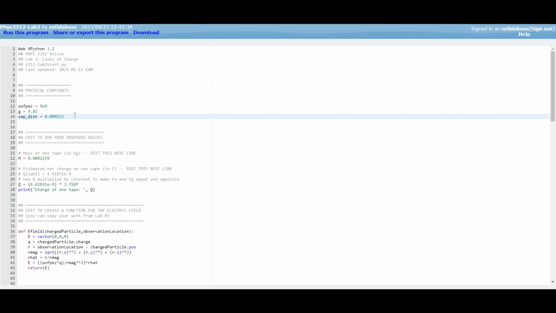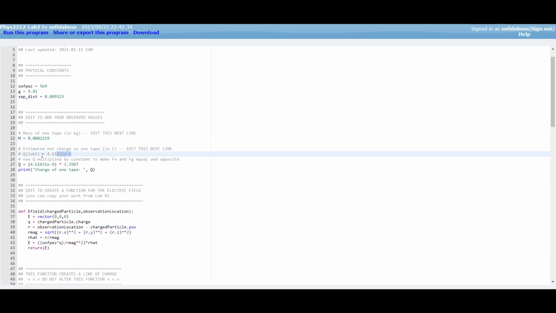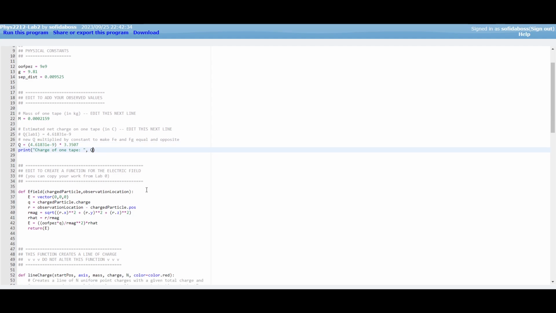that I calculated when I did the experiment, not in GlowScript, and then the mass of the tape that we calculated. And here is our lab 1 charge for a tape, but I multiplied it by a constant so that the electric field and gravity force would be equal and opposite, and we'll print that out and you'll see that at the end.